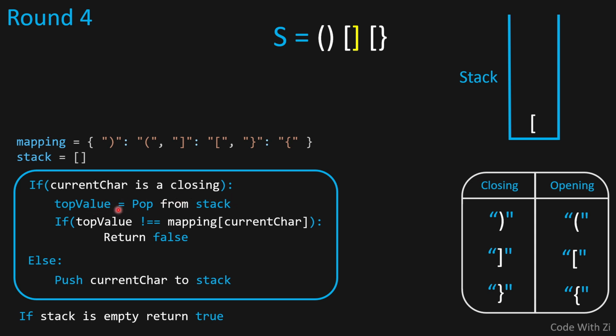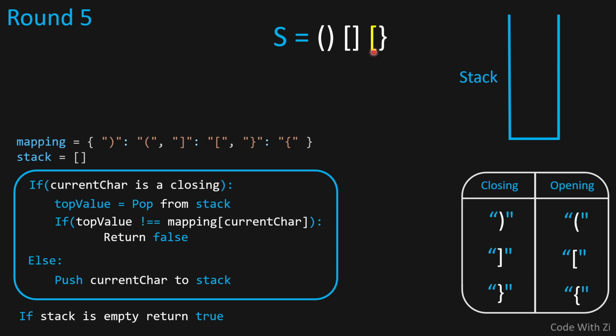And our top value is equal to the last element in our stack. So let's pop it. As you can see, now our top value is equal to an opening bracket. So we're gonna say, is our top value not equal to mapping of current character? So this means, is our opening bracket not equal to opening bracket? As you can see, they are equal. So we're gonna be like, awesome. Let's move on to the next one.